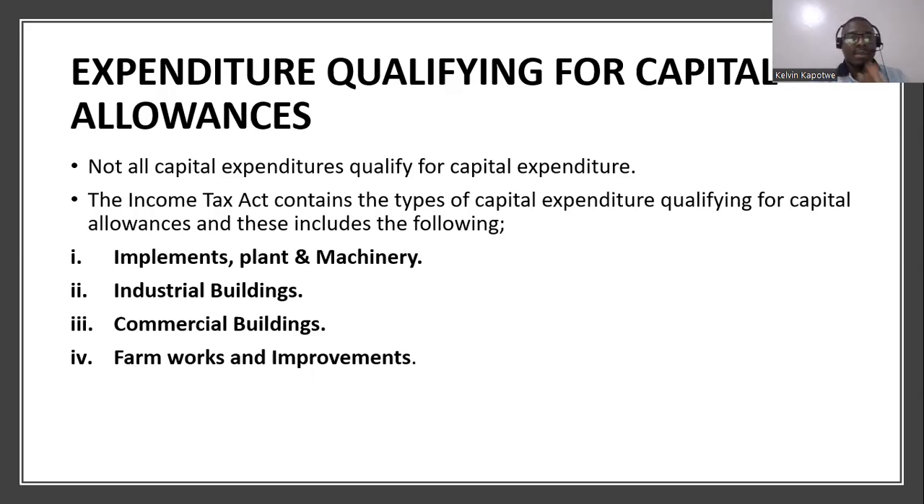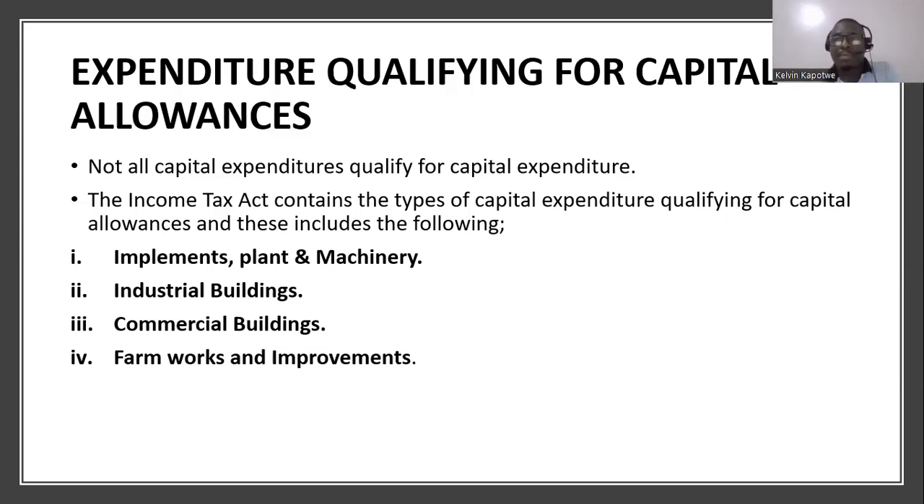The first one is implements, plant and machinery. Any capital expenditure on implements, plant and machinery does qualify for capital allowances. Then the other one that qualifies for capital allowances is industrial buildings. Capital expenditure used in the development of industrial buildings does qualify for capital allowances. And then the other one is commercial buildings.